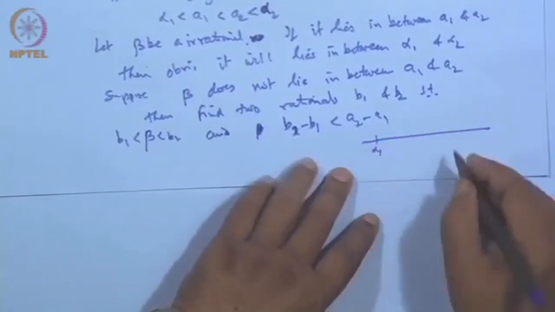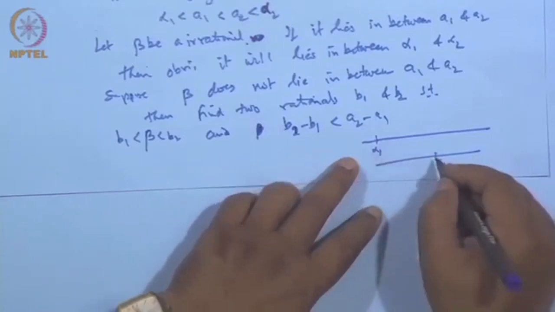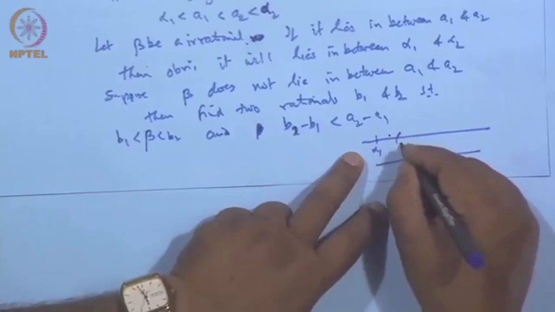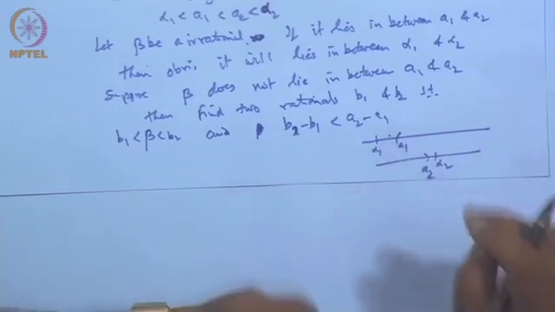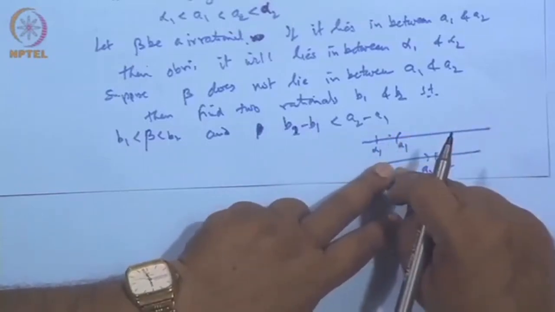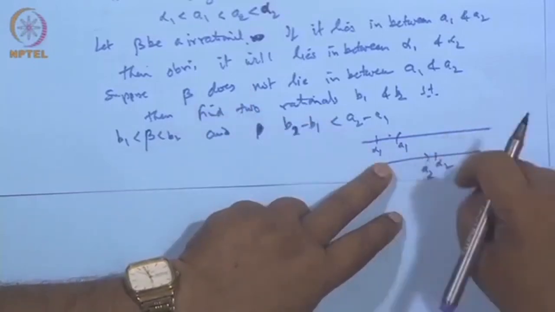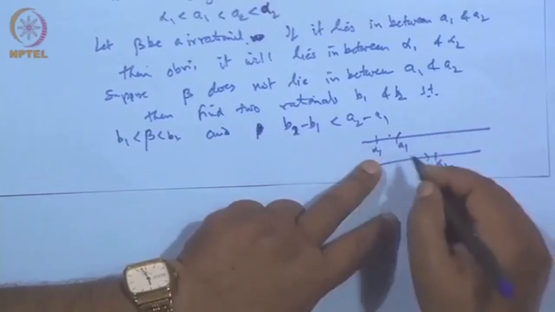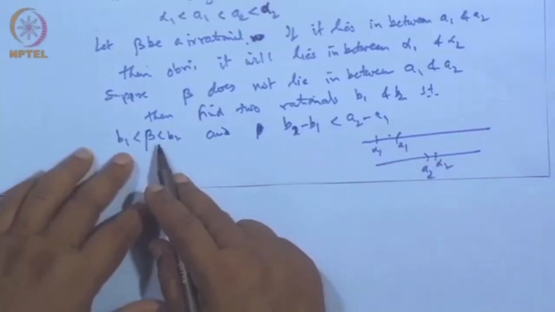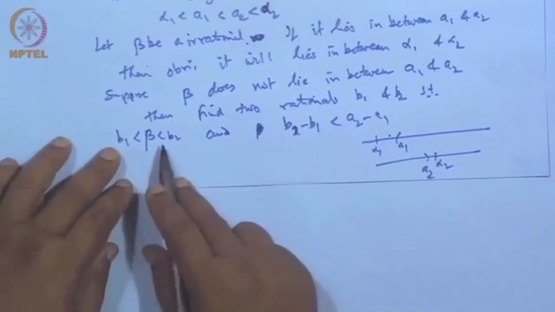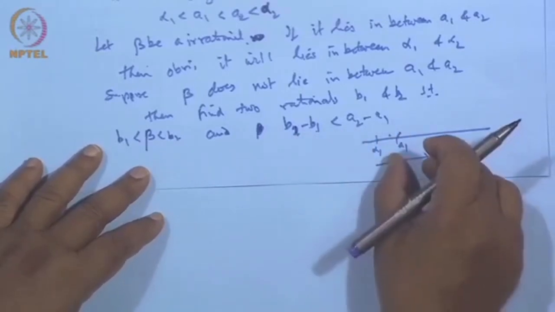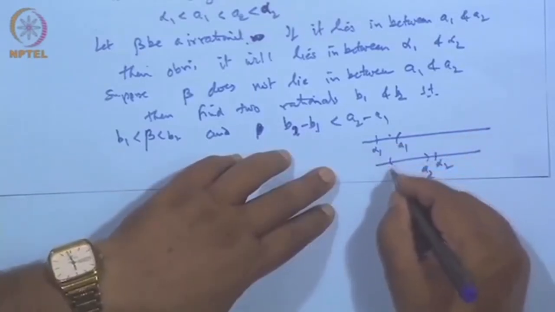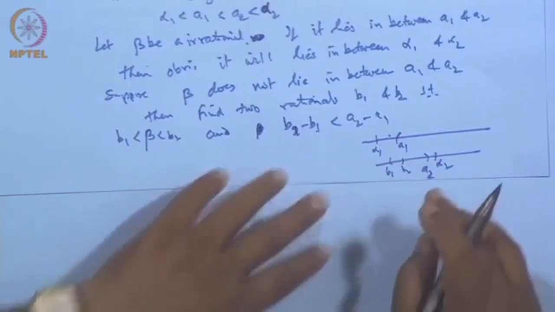Let us see how. Suppose we have alpha 1 here, and here we have alpha 2. In between alpha 1 and alpha 2, I have taken the points A1 and A2. There are infinitely many points between them. Now, in between A1 and A2, there are rational and irrational numbers. So, suppose beta is an irrational number lying between these, then obviously it will lie between alpha 1 and alpha 2. If it does not lie there, it will lie outside. So, corresponding to this beta, we can identify rational numbers B1 and B2 such that beta lies within B1 and B2, but the difference B2 minus B1 is less than A2 minus A1, like this.